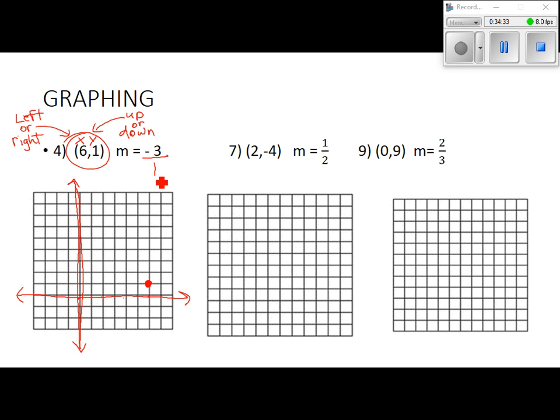So what's the negative 3 telling us to do? Down 3, and what's the 1 telling us to do? Right 1, and put a dot. You could also go up. Well, the bad thing is, I ran out of space going that direction, didn't I? So let's go back to the original point. Instead of going down 3 and to the right 1, I could have gone how? Up 3 and to the left 1.